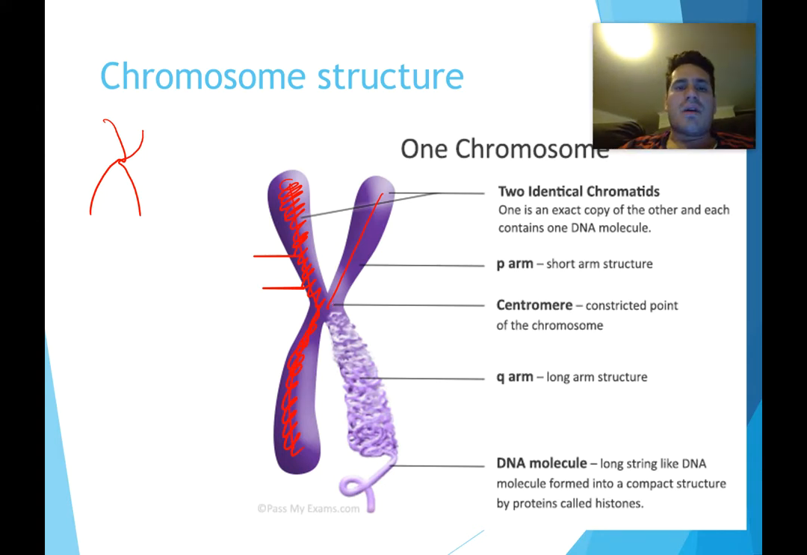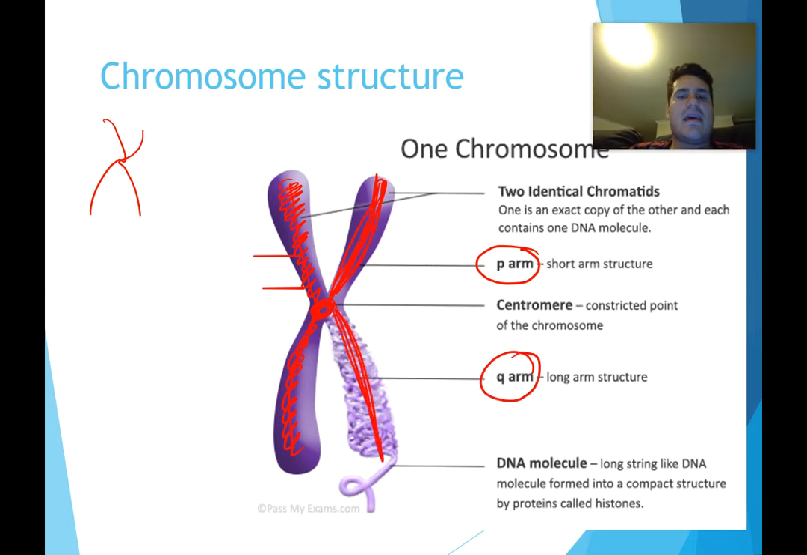At the very middle, we have what we call the centromere, and that's the joining point of the two chromatids. Okay, and we have two different arms to our chromosomes. It's not about the top arm or the bottom arm. It's actually about the size. So the P arm is the shorter arm. In this case here, the top arm is the P arm, and the Q arm is the longer arm. In this case here, the bottom arm is the Q arm.